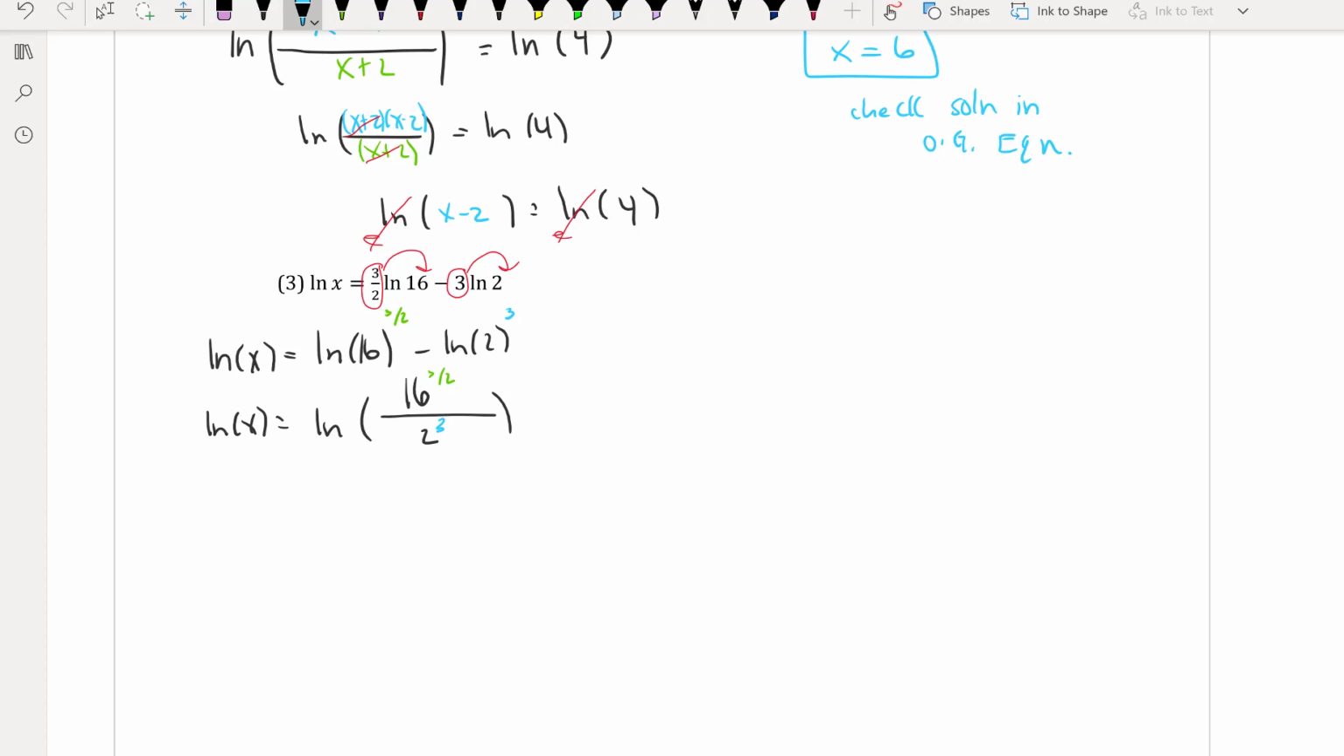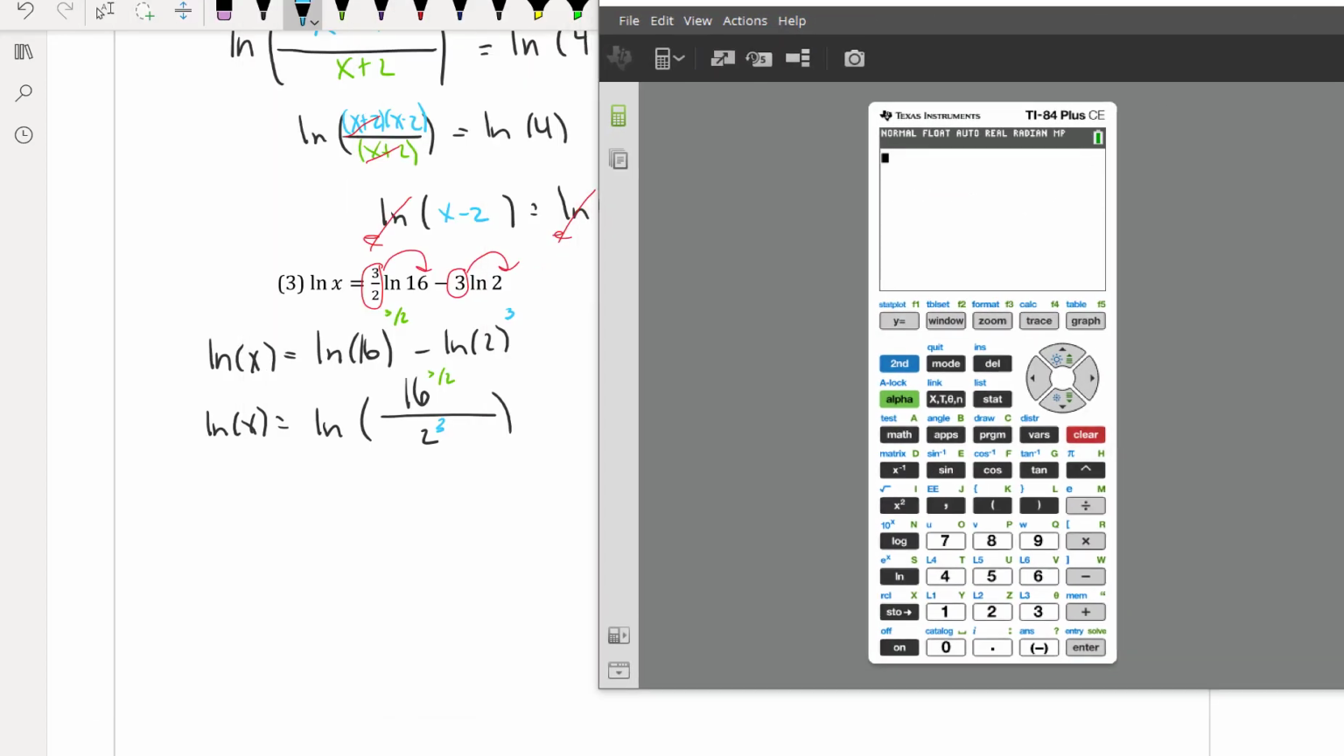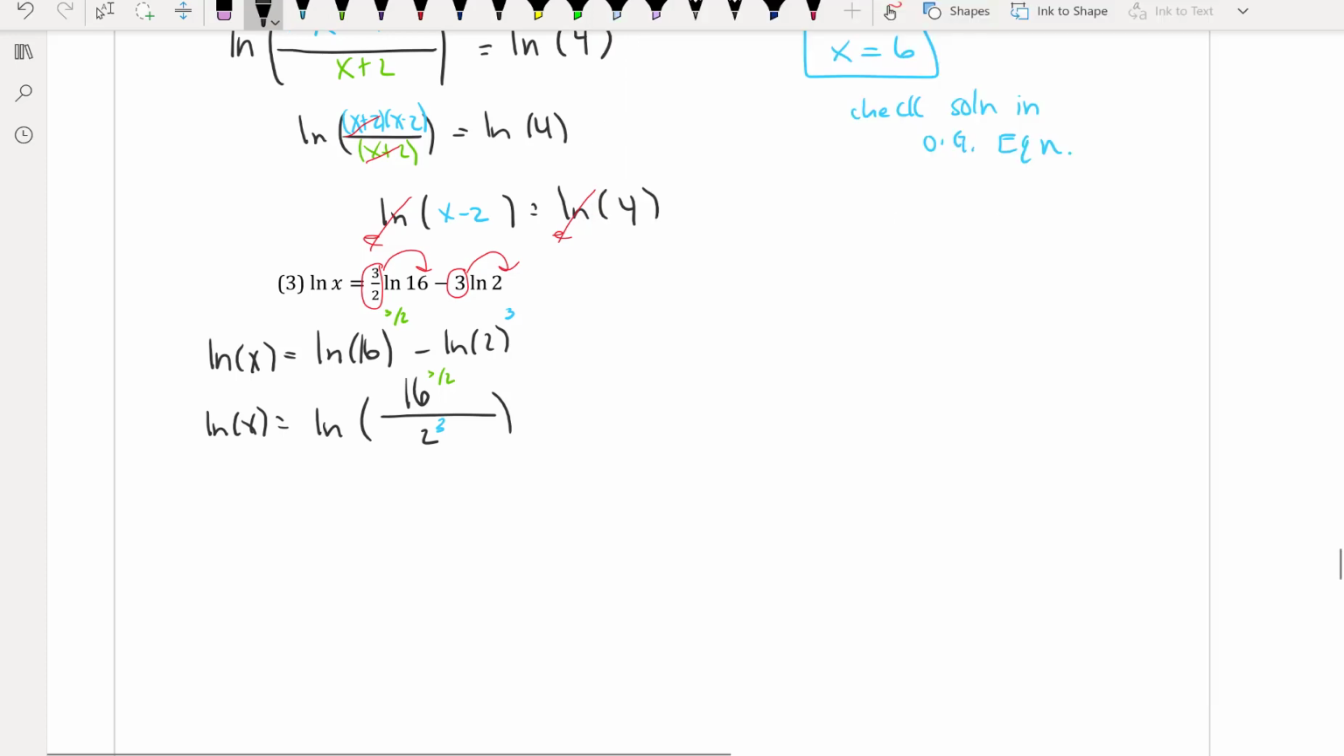So I'm going to go ahead and try to simplify this a little bit. On my calculator, let's see how this is going to work out. So I have a fraction, and I have 16 to the power of another fraction, so that's 3/2. And then I have 2 to the power of 3. So 16 to the 3/2 divided by 2 to the 3rd power, and I end up getting 8. So that inside gets simplified to 8. So I'm going to go ahead and write that.